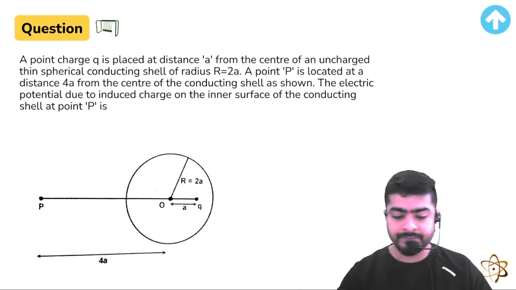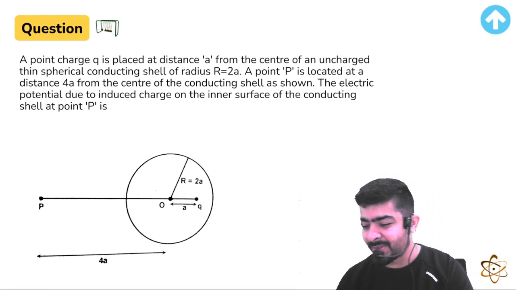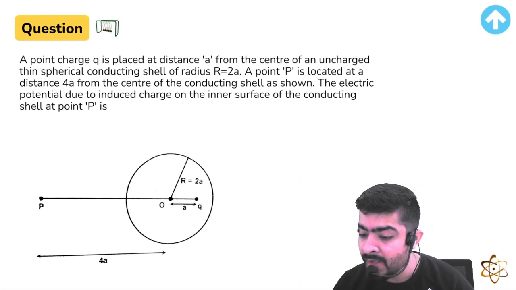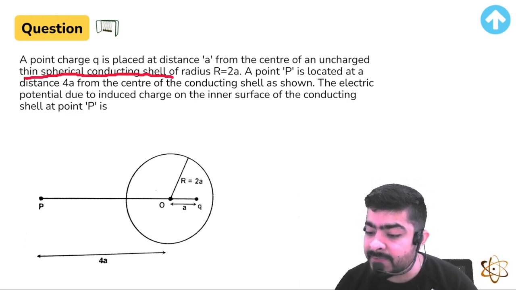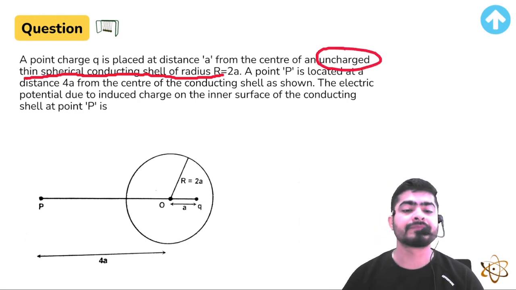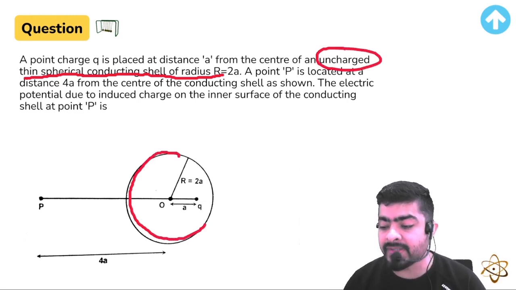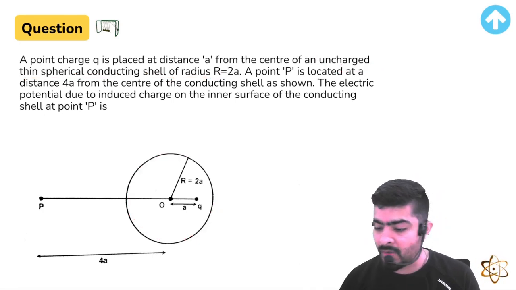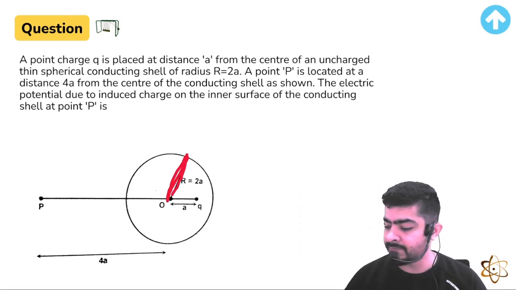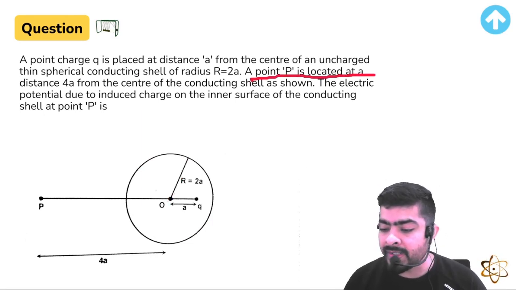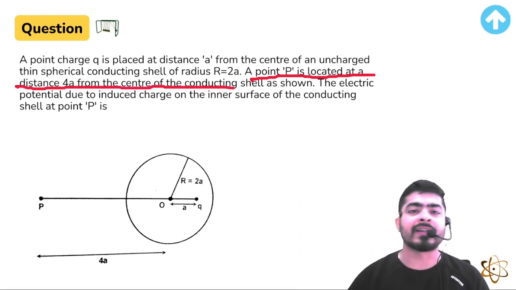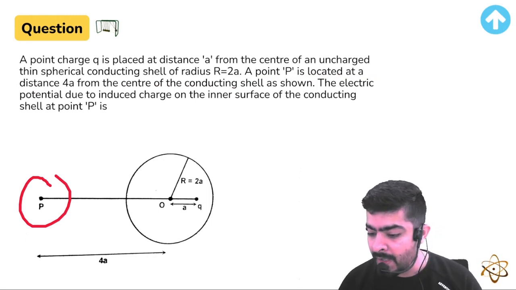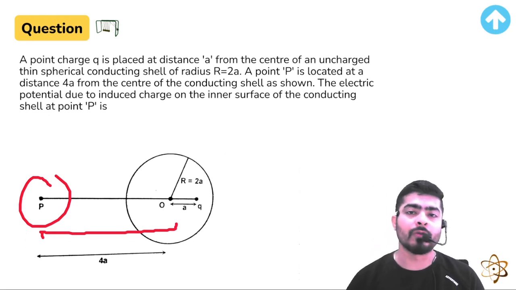Oh yeah, I'm sorry. This question is based on cavity. Charge Q is placed at a distance A from the center, inside a thin conducting spherical shell which is uncharged. This spherical shell, which is a conductor, does not have any charge. Net charge of the conductor is 0. The radius of the conductor is 2a. A point P is located at a distance 4a from the center of the conducting shell. You can see this point P over here, at a distance 4a from the center.